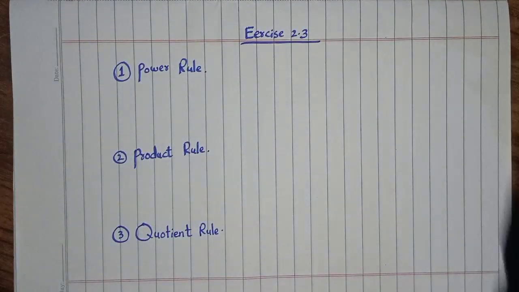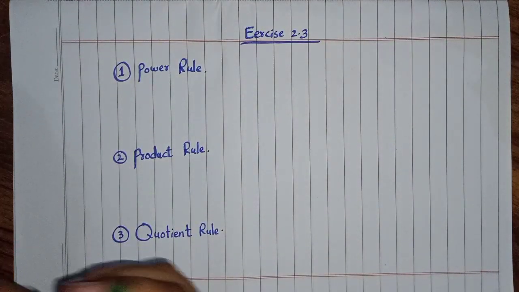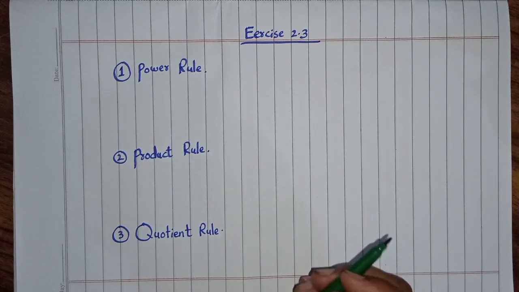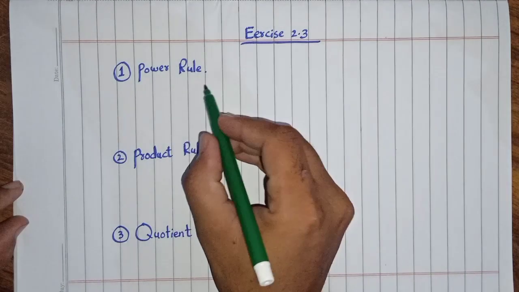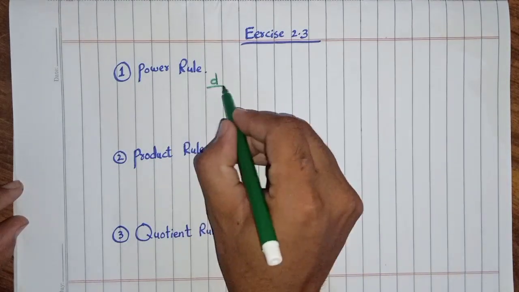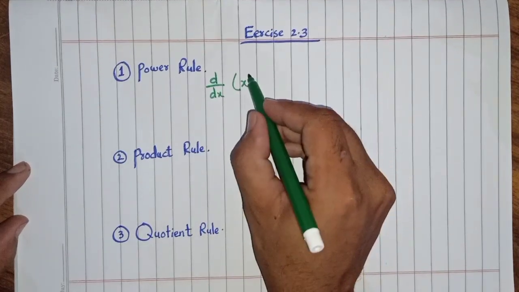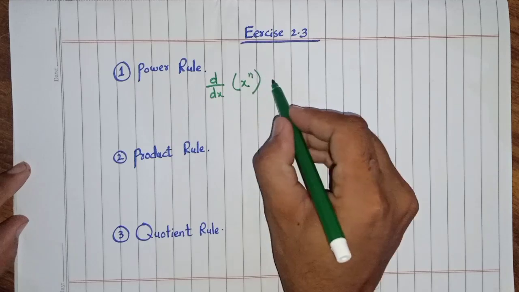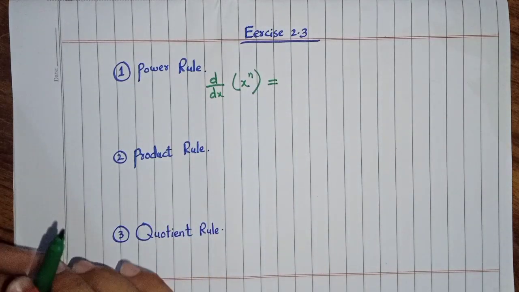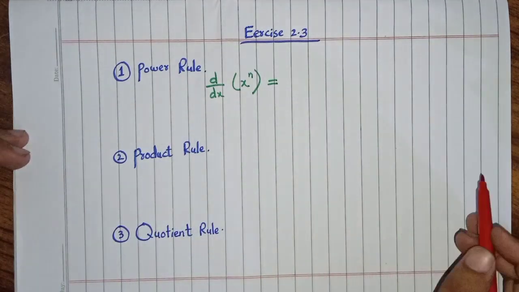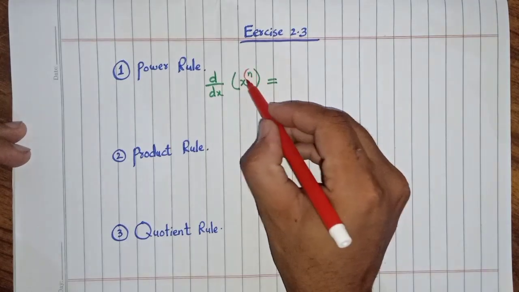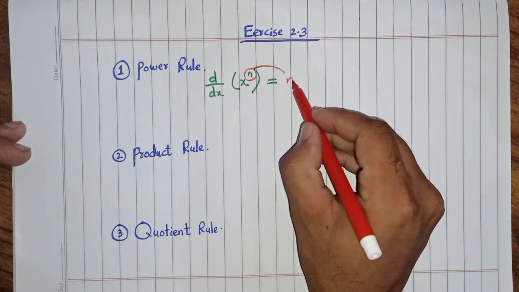Here we will discuss exercise 2.3. Here are three formulas as power rule. What is power rule? If d over dx of any variable or function appears with power n, what will be the solution and what will be the formula for this? This is n, so we will write n.